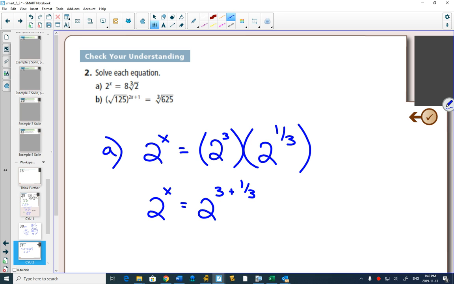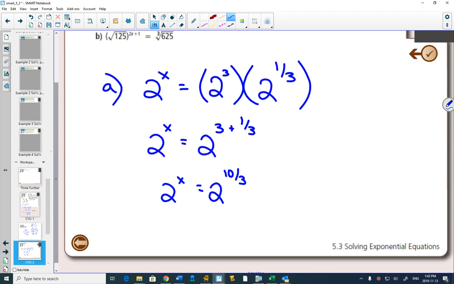How do you add fractions? Get a common denominator. 3 is the same as 9 over 3 plus 1 over 3 will become 10 over 3. So now we've succeeded in getting both sides as a single power with the same base. This is where I go, so using logic, this and this would have to be the same, and we're done. X has to be 10/3.